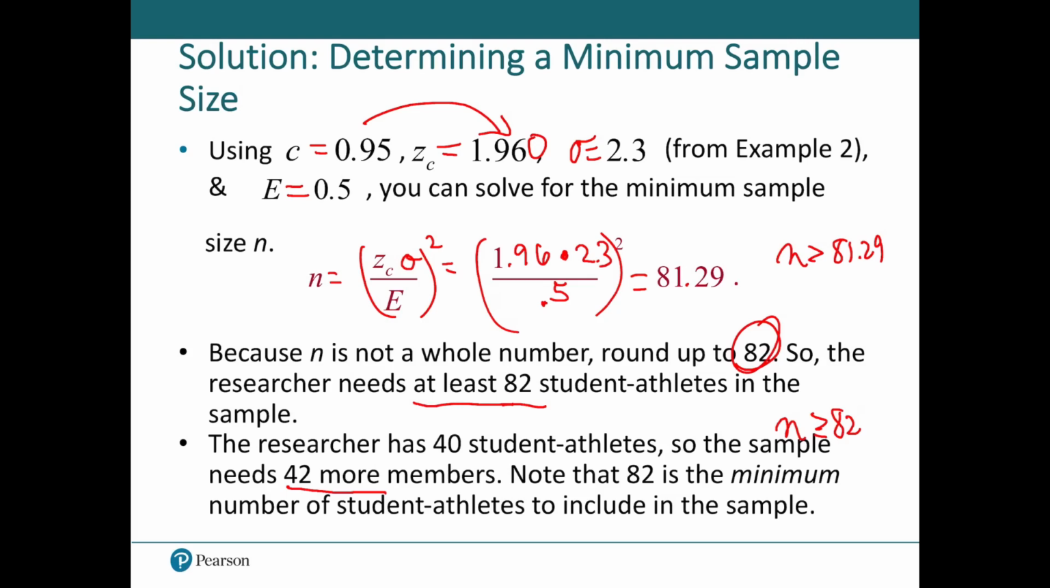So the researcher has 40 student athletes. The sample needs 42 more members. 82 is the minimum number of student athletes to include in this sample. Minimum number.